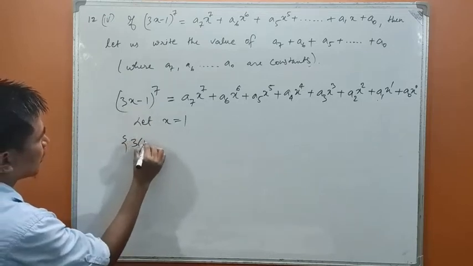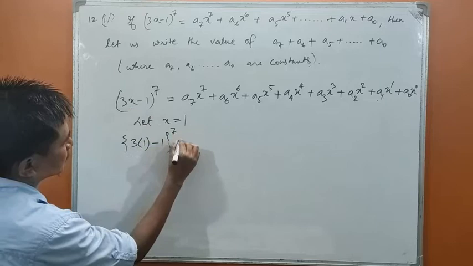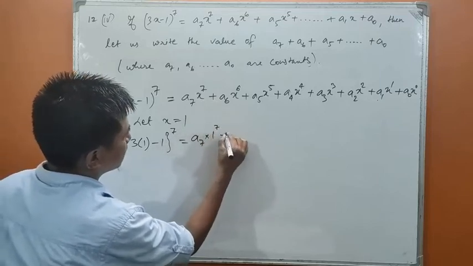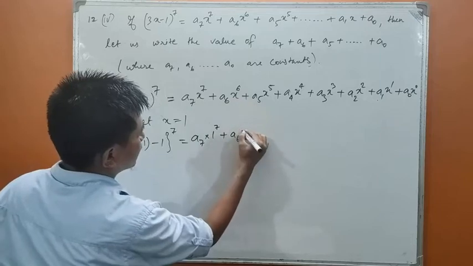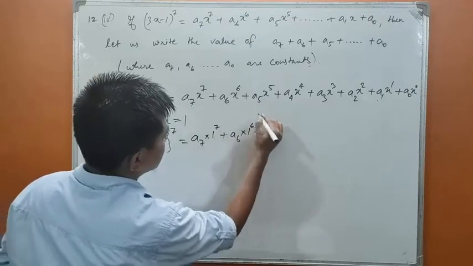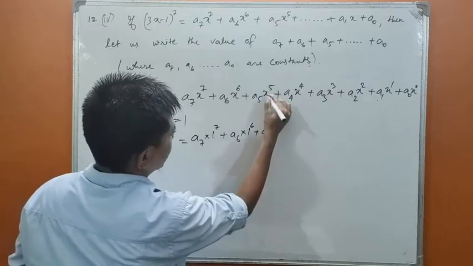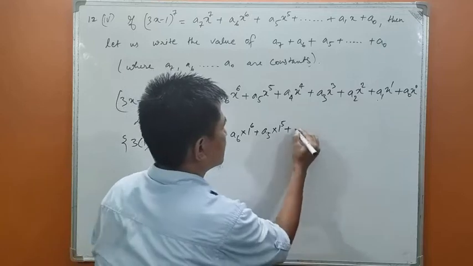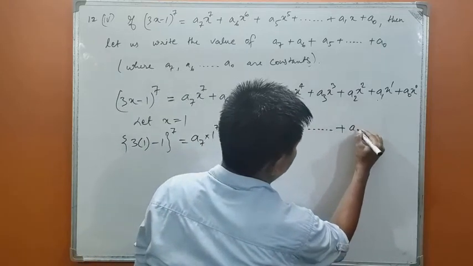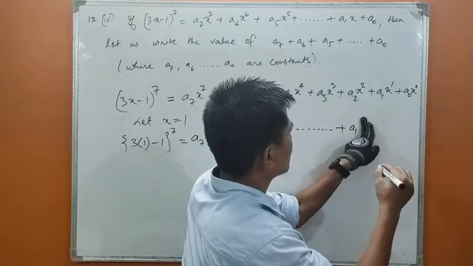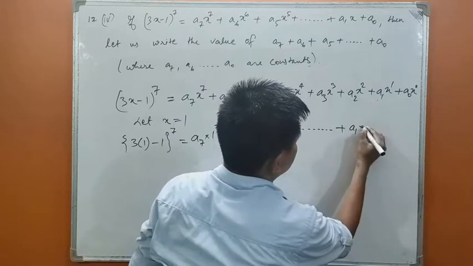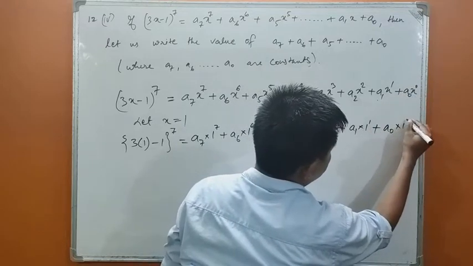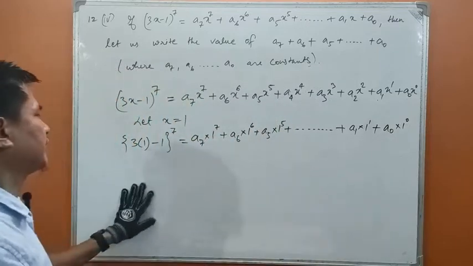3 into x, means 1, minus 1, whole to the power 7 equals a7 into x, means 1, whole to the power 7, plus a6 into 1 whole to the power 6, plus a5 into 1 to the power 5, plus a4, we need not write all this, so on, plus a1 into 1 to the power 1, plus a0 into 1 to the power 0. Are you getting me?